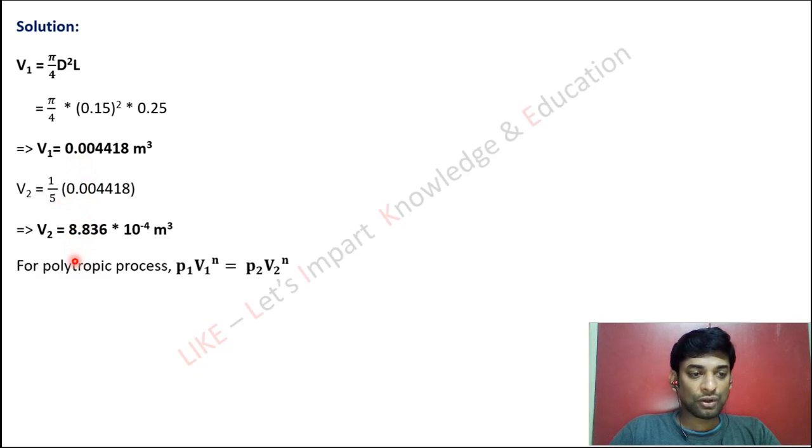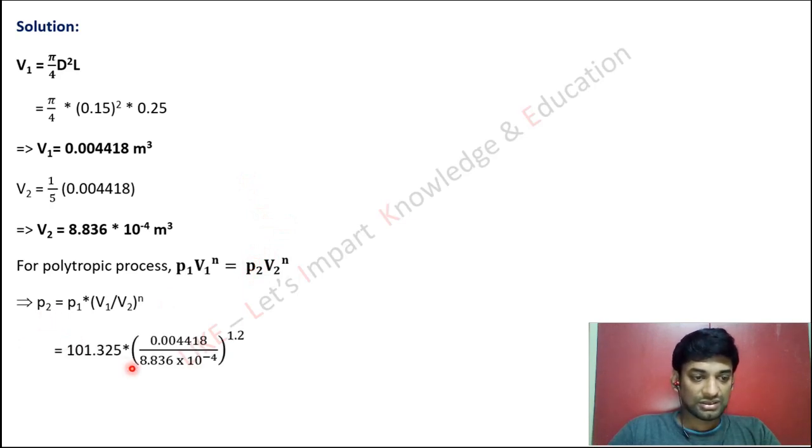Since it is a polytropic process, you know the expression PV^n is equal to constant. So, P1 V1^n is equal to P2 V2^n. So, for all polytropic process, you can write this expression. So, from this, P1 is known, V1 is known, V2 is also known. From this, you can calculate P2. Listen. If you substitute all the values, you will be getting P2 is equal to 699 kilopascal.